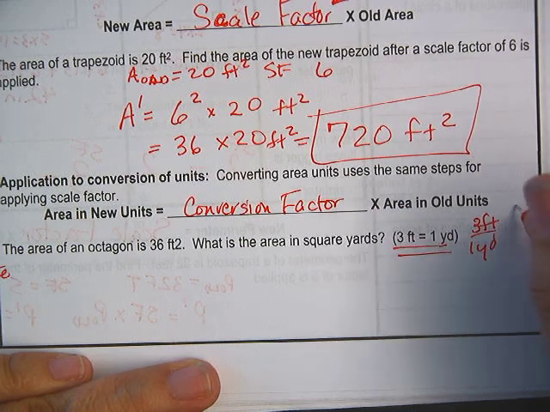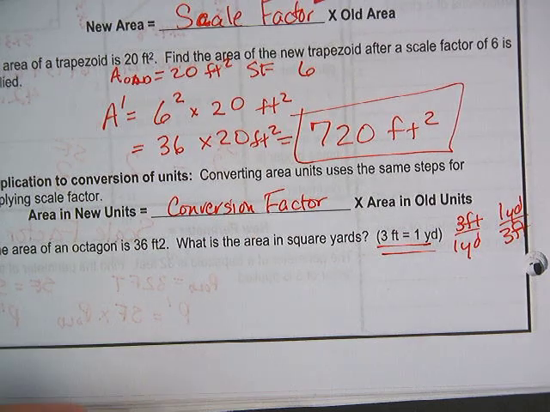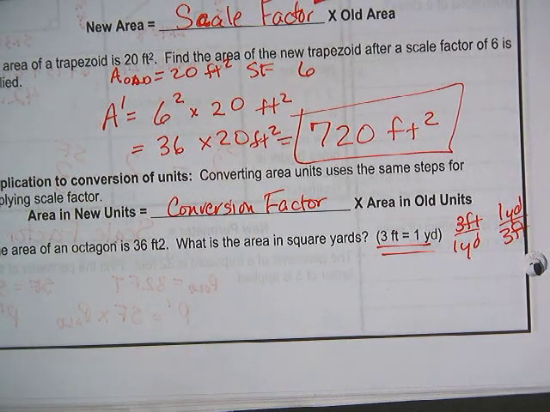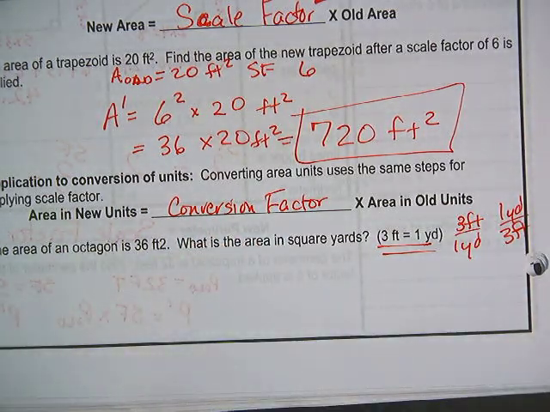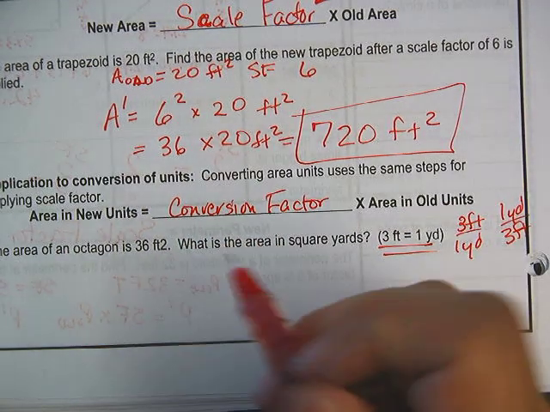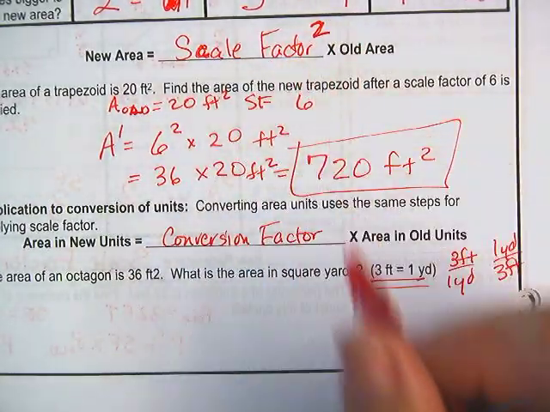Okay, so the conversion factor, the way you know which one goes on top or bottom, is either going to be 3 feet over 1 yard, or 1 yard over 3 feet. Which one will it be? Honestly, the easiest way that we're going to do this is by using the units and dimensional analysis.